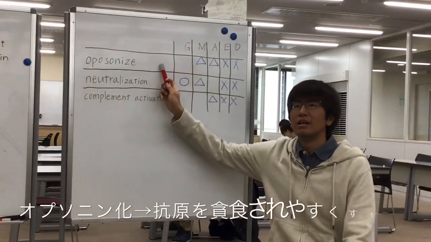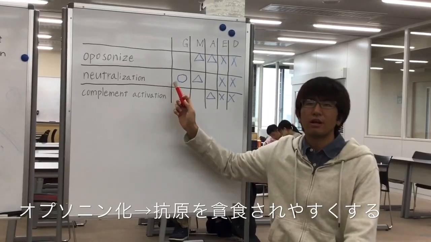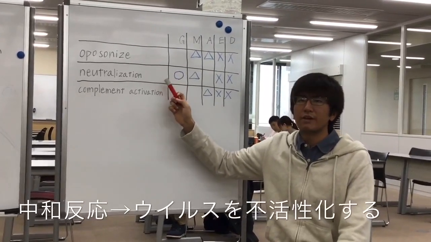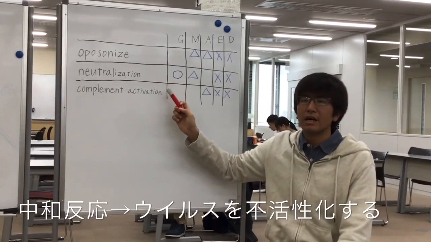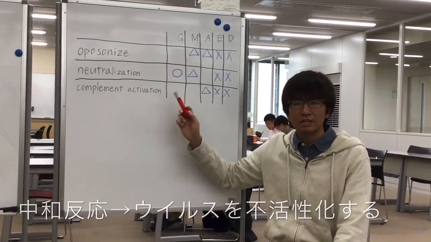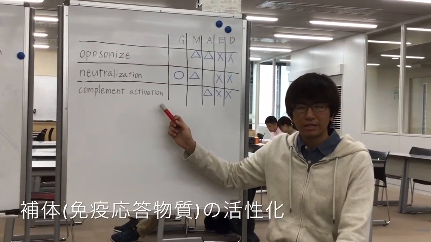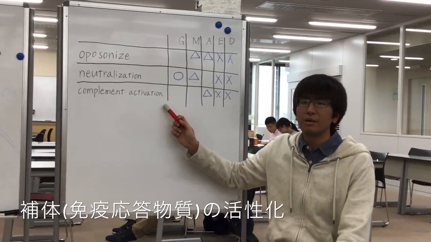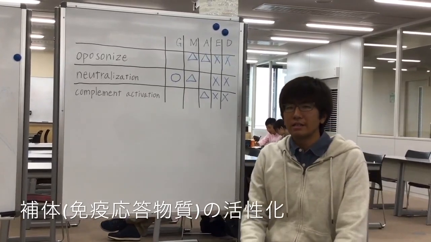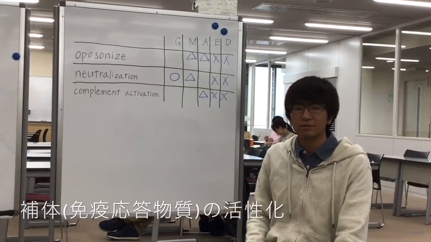Opsonization is a function to improve the efficiency of phagocytosis. Neutralization is a function that binds and inactivates viruses that scatter out. Complement activation is a protein that activates the immune phenomenon. It is activated by antigen-antibody reaction.